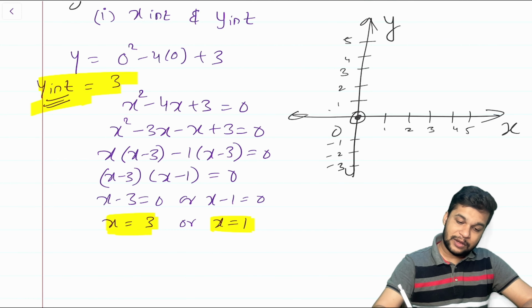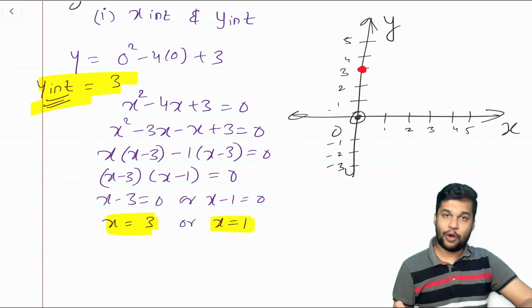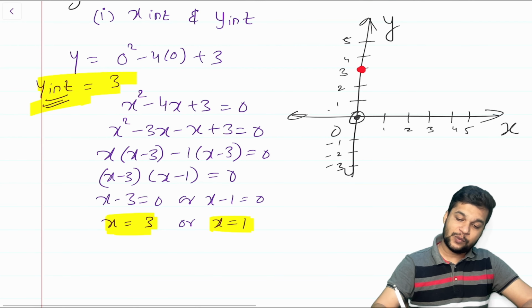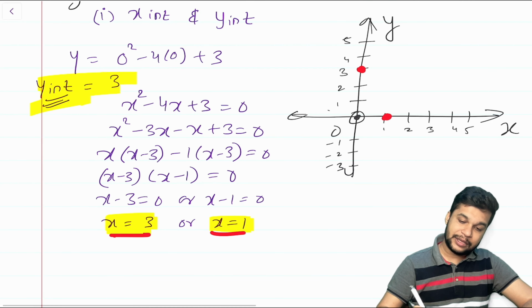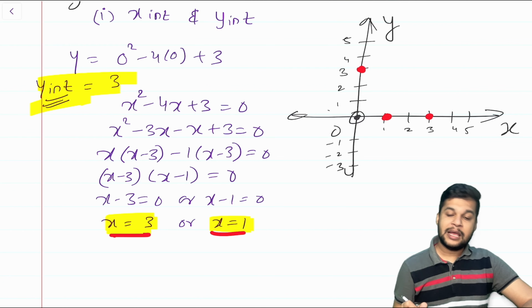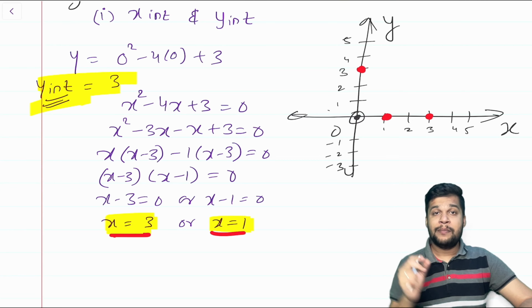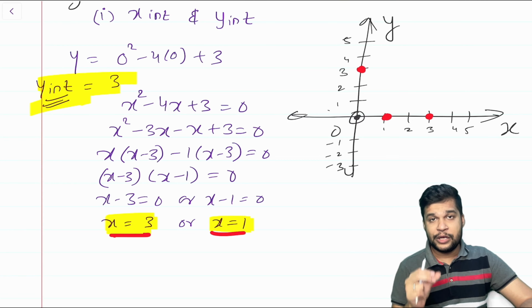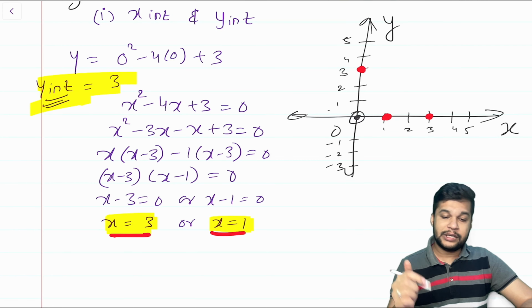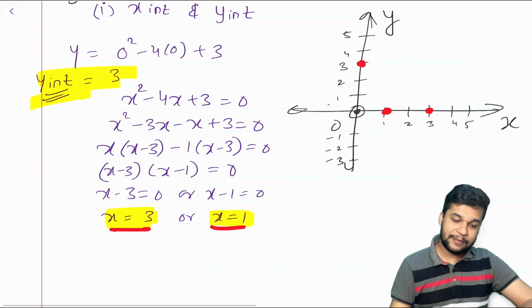So guys, you have 3 points. You have the y-intercept as 3, so (0, 3). You have x-intercepts as 1 and 3. Now you can join the curve and make a parabola, but we do not know the turning point. So it is very important that we know the turning point. Now how do I find the turning point?